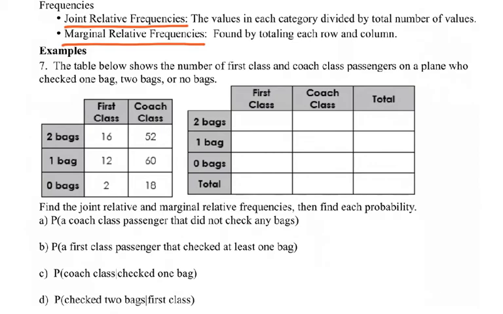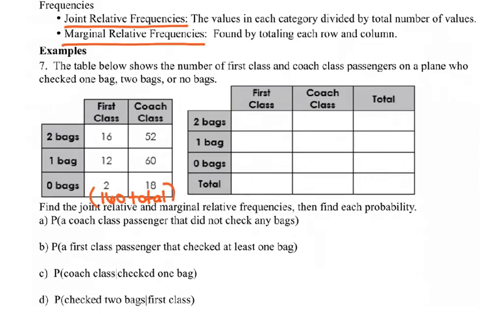So if I look at number 7, I'm talking about the number of first class and coach class passengers on a plane who checked 1 bag, 2 bags, or no bags. So if I look at this first table I'm given, the first thing I'm going to do is add them all together. And I see that I get 160 total. So that's just something you have to know how to do.